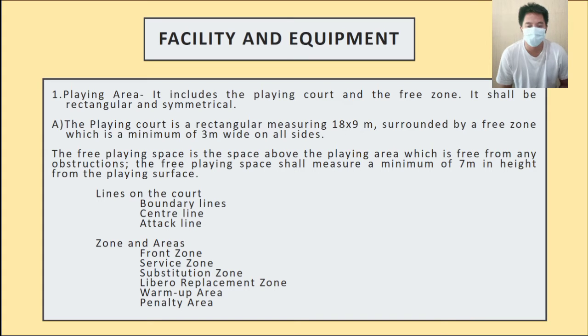Lines on the court: boundary lines, center line, attack line, zones and areas. Front zone, service zone, substitution zone, libero replacement zone, warm-up area, penalty area.